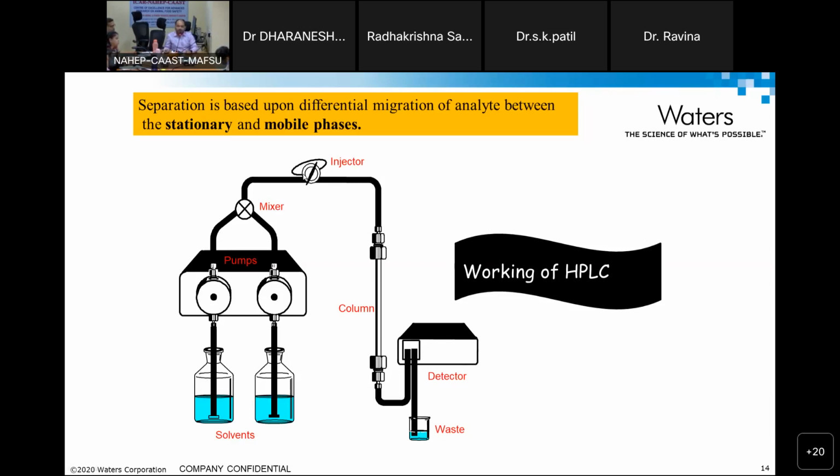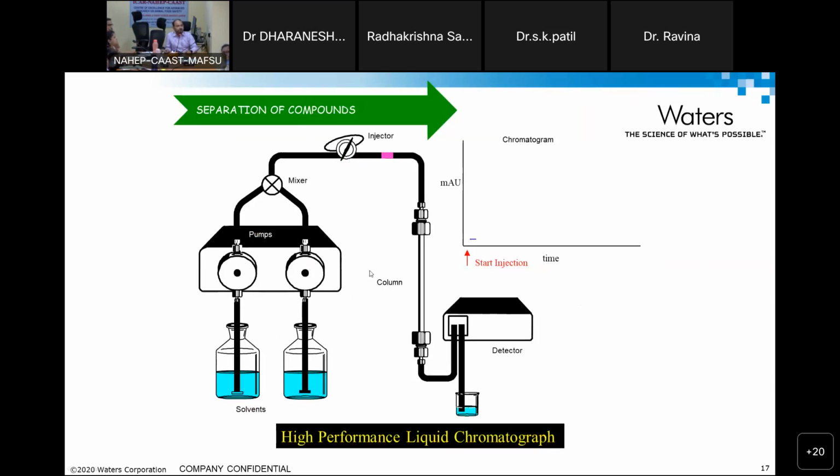Then you have an injector which introduces the sample into the mobile phase. The mobile phase carries the injected sample to the stationary phase or the column, wherein the chromatographic separation takes place, and the separated components then individually move to the detector. Just look at this animation. The compounds have been separated, and each individual compound is moving to the detector, and the detected compounds have been eluted and are displayed in the chromatogram.